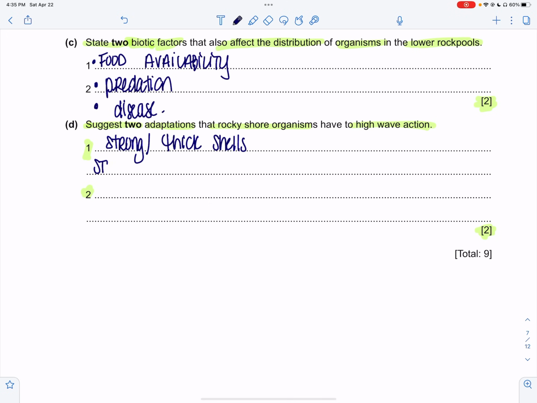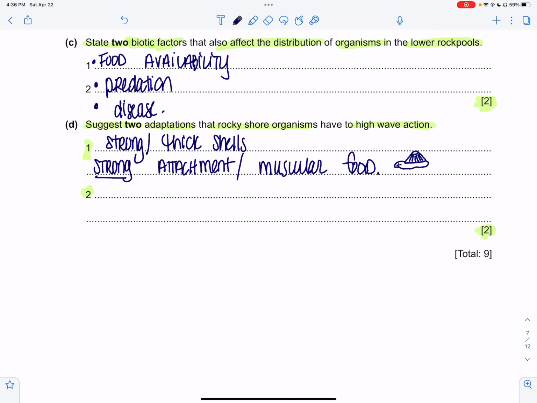A strong attachment. This is where you can bring in like the muscular foot. The keyhole limpet. Here's its shell. And it can bring its soft body tissue back into that shell and essentially just anchor on.